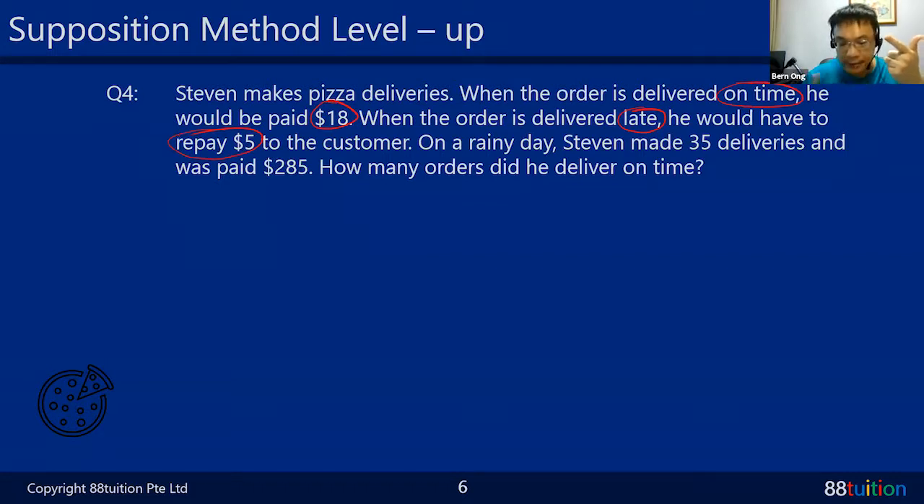Then next, Steven made 35 deliveries. Right? 35 deliveries, that's like the total. And he was paid $285. Can you see? Four pieces of information. You have 2 totals. Same thing.